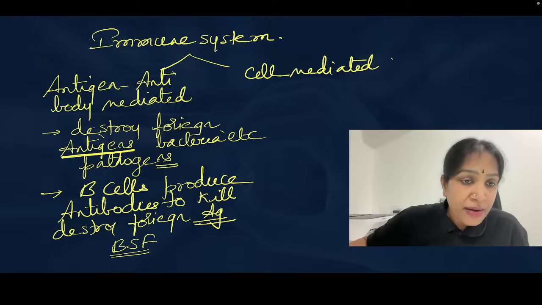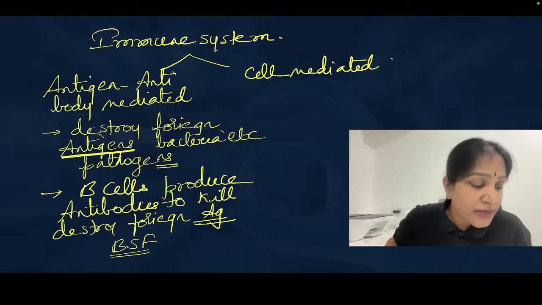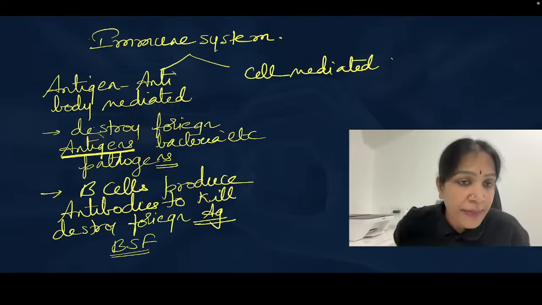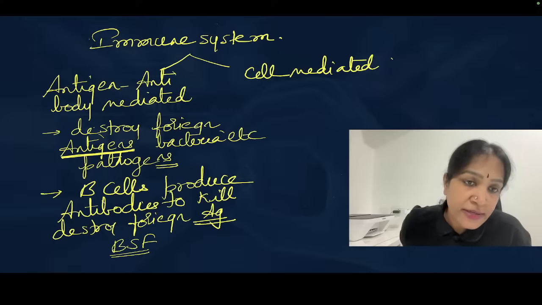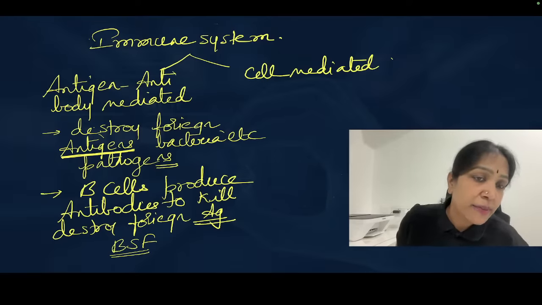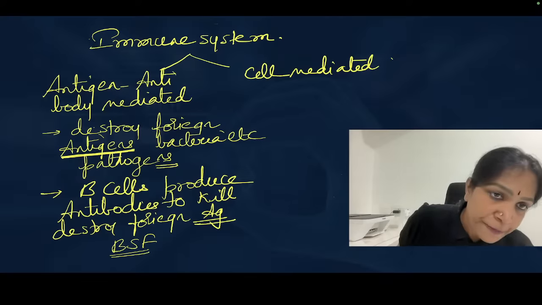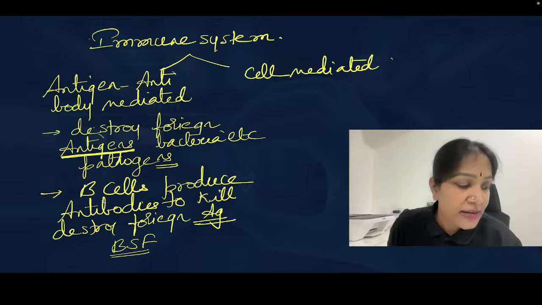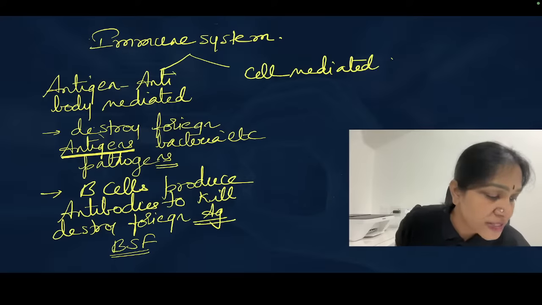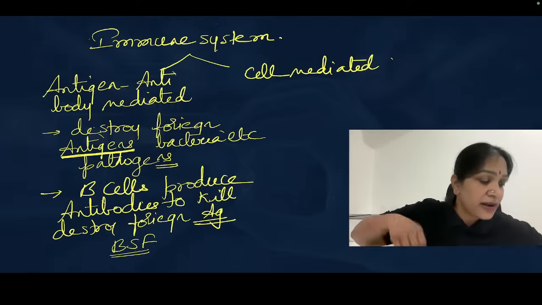So, can I compare this type of immune system to the border security force? Our army stays at the borders. Why do they stay at the borders? Because they target the enemies coming from outside. Is it clear? Now, the difference between an antigen and an antibody.